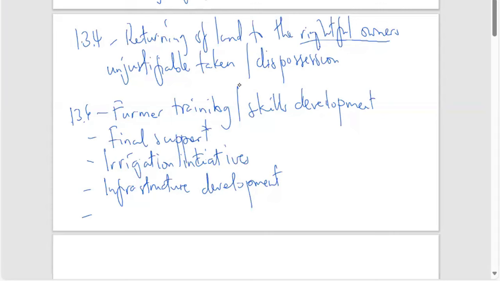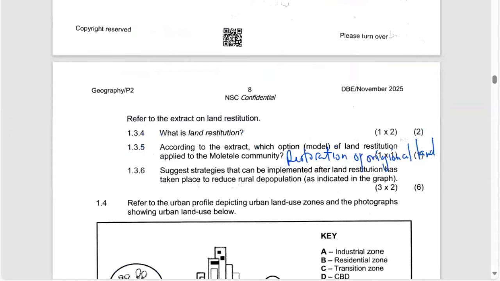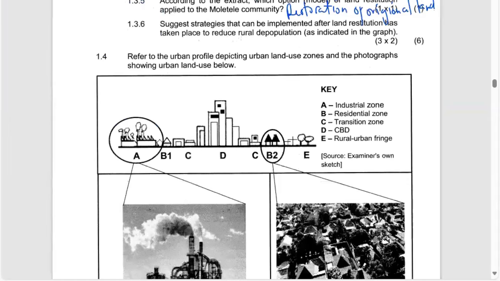So there are other initiatives that you can also come forward with, which are relevant to the support of the farmer after land restitution. Right. Let's move on and look at the next question. We're moving on to question number 1.4.